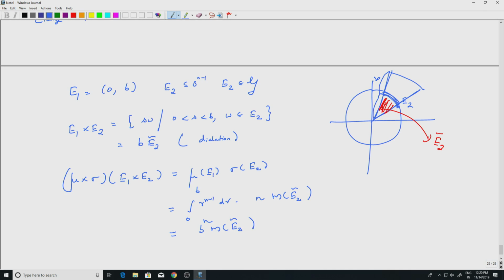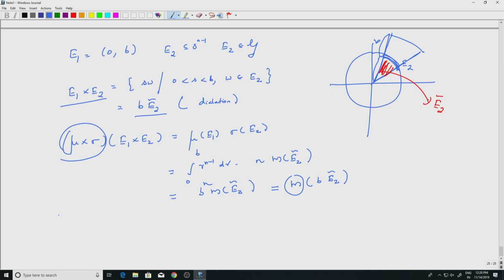But remember the dilation invariance property of Lebesgue measure on R^n. So this is E2 tilde times b, and you look at the measure of that. So notice that E1 cross E2 is identified with this, and we are saying this measure and this measure are equal on those sets. So on measurable rectangles of this form, E1 cross E2, they agree. So now you can take limits.